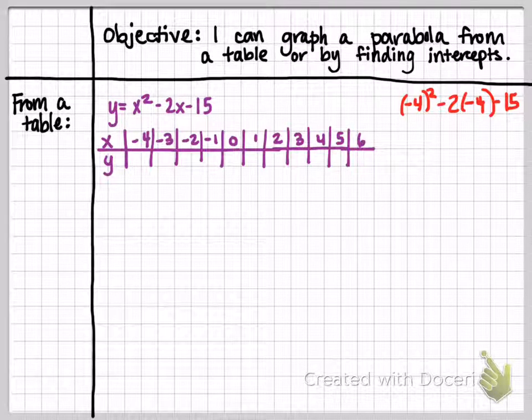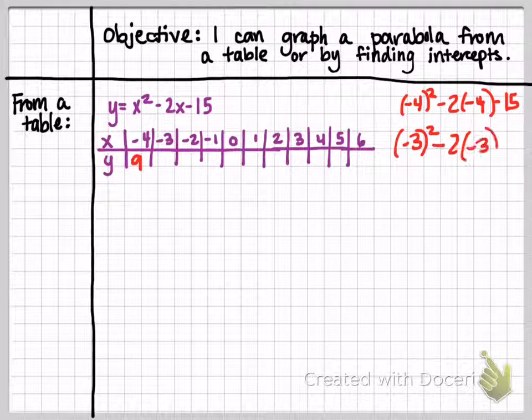And you could also do this without your calculator. You know that (-4) squared is 16, -2 times -4 is +8, and minus 15. No matter how you do it in your calculator or in your head, you're going to get an answer of 9. Okay, so we put 9 in our table right underneath that.